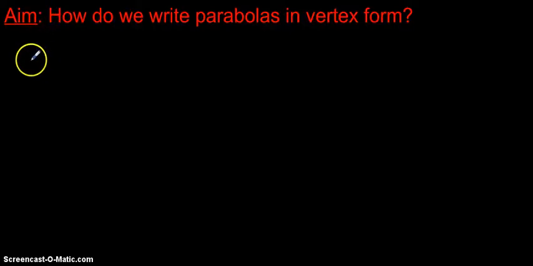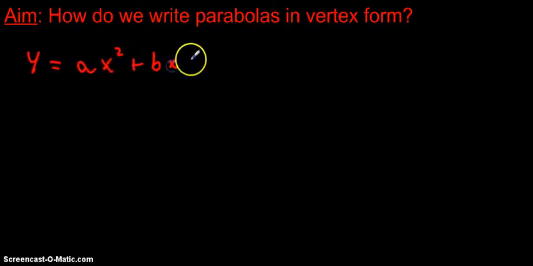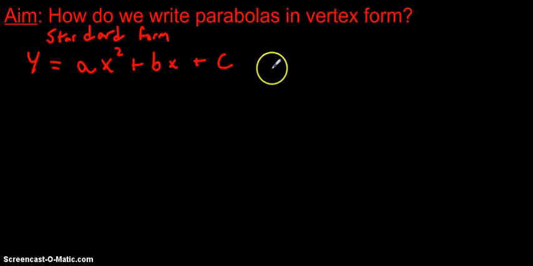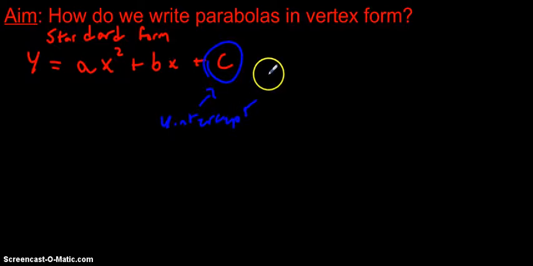Alright, so this is the standard form of a parabola. Y is equal to ax squared plus bx plus c. So yeah, that's standard form. We're going to look at what's called vertex form. Now the benefits of standard form are that you can identify the y-intercept very easily. But not much else. So it has its uses, but its uses are minimal.